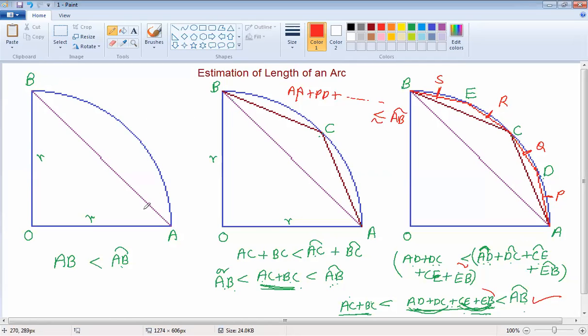First, I had taken only one part, AB. Then I have taken double of that, 2 parts. Now I have taken 4 parts. If I take in this way, in powers of 2: 4, 8, 16, 32, 64, 128 parts, will you be able to see the gap between those small 128 distances and the corresponding small arcs?